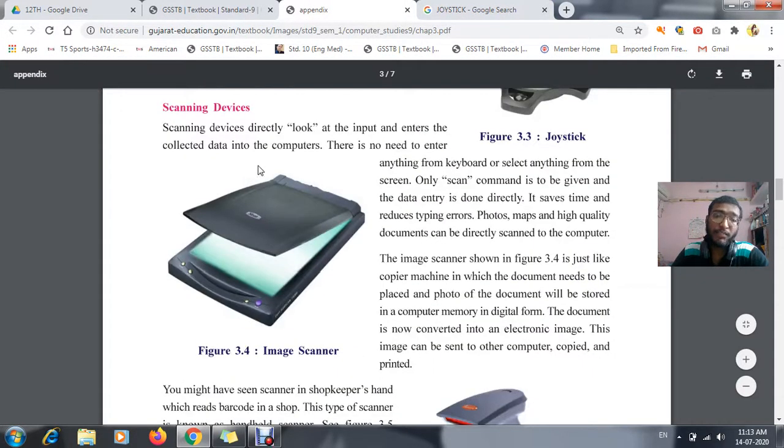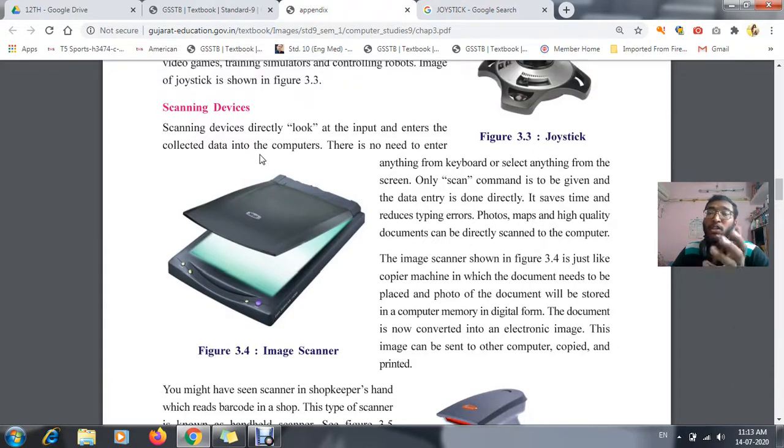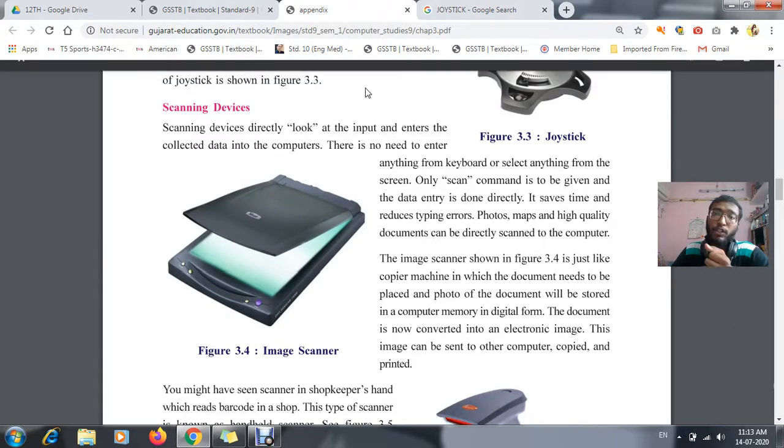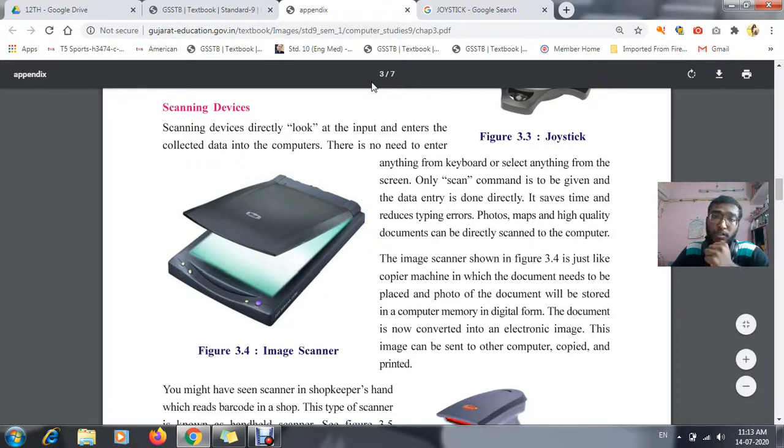Now next is a scanning device. The scanner is the best example. Whenever you go to a Xerox shop and want to photocopy a paper, they keep that paper on the scanning machine, and a green line moves across. That green line scans the image, and the scanned image comes out in hard format, in A4 size, which is your Xerox. That particular machine is known as a scanning device.